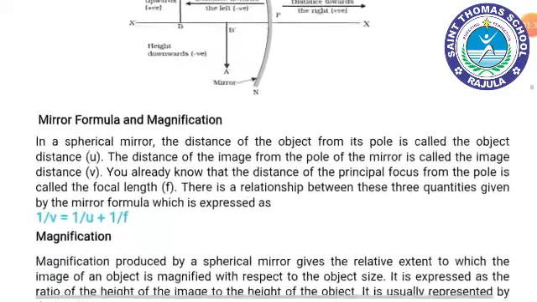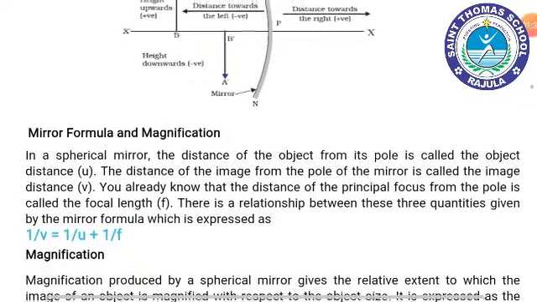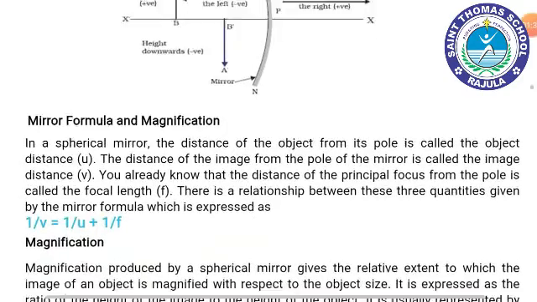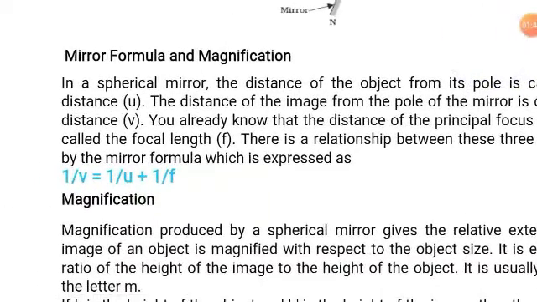Then we are going to talk about magnification. Magnification means how much enlarged. Before that, we are going to state the mirror formula, that is 1 by v equals 1 by u plus 1 by f. v means the image distance, u means the object distance, and f is the focal length.